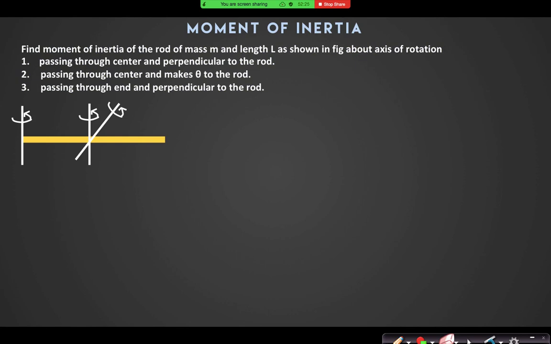Now I need to find the moment of inertia of a rod of mass m and length L about an axis of rotation. The first axis of rotation passes through the center and is perpendicular to the rod. This is I1. The second one passes through the center and makes an angle theta, I2. The third one passes through the end. Theta with the vertical or with the horizontal? Theta with the rod, in the same plane. I1, I2, I3 all lie in the same plane as the rod.